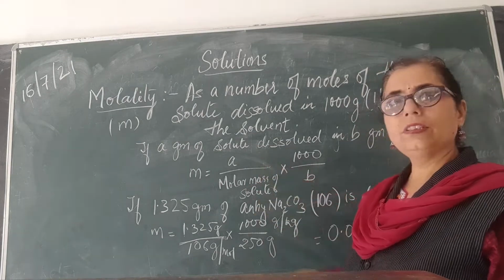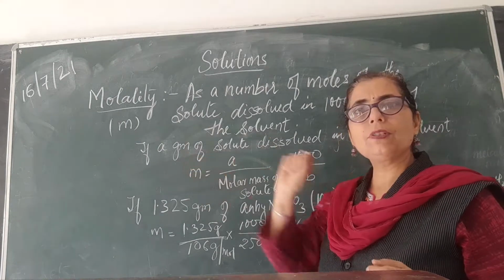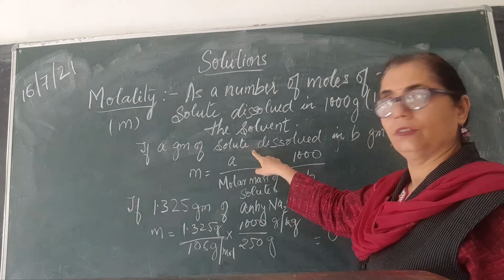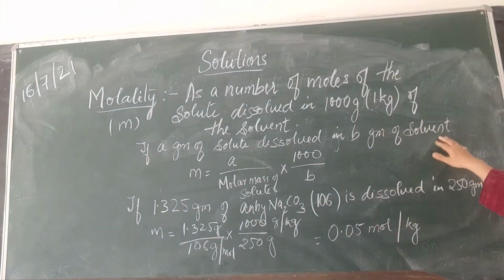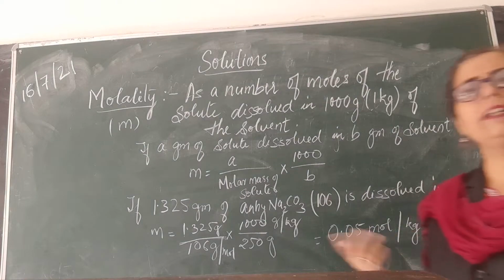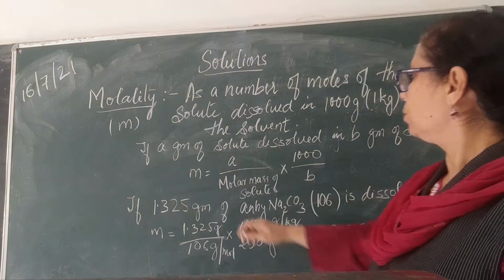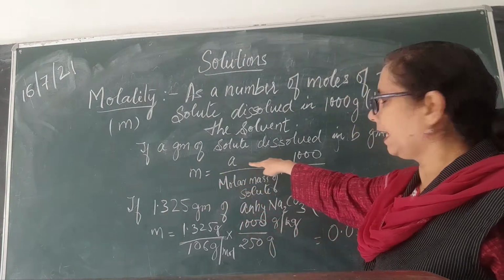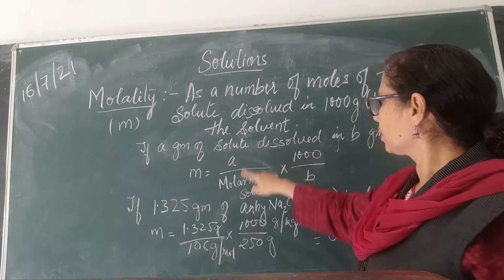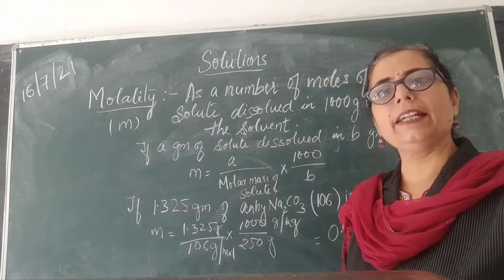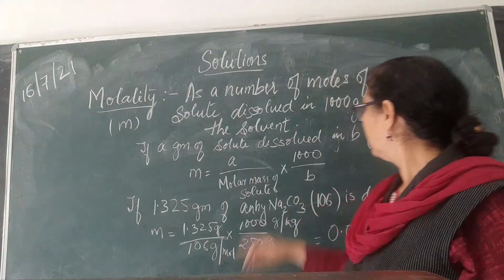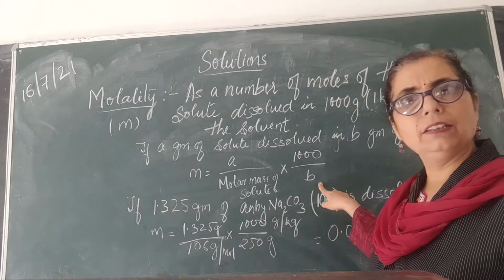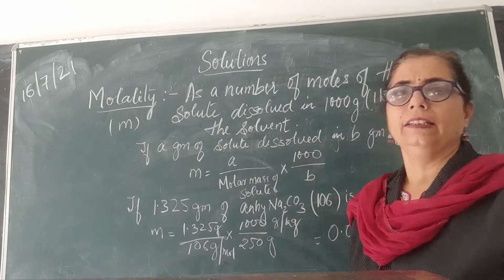Now here you see, suppose a gram of solute is dissolved in b gram of solvent. You can say it is water or any other solvent. So molality will be a, the grams of solute dissolved, divided by its molar mass, into 1000 by b. This is all expressed in grams and kg.